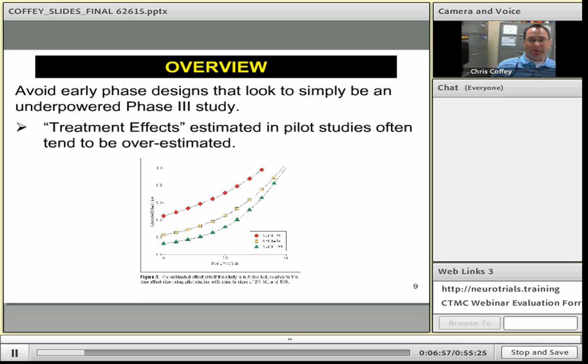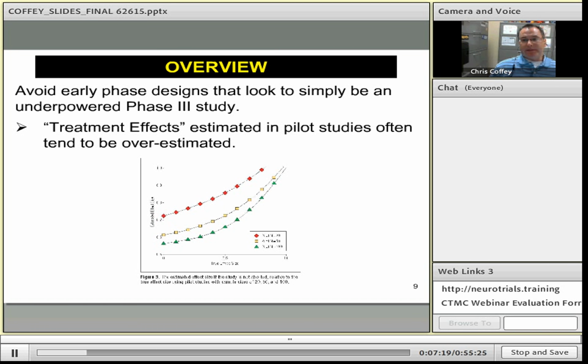So you want to avoid early phase designs that look just like an underpowered phase three study, because they're not really addressing that first point that I made in the discussion of the things that need to be accounted for. There's no rigorous question there. All you're really doing is collecting data. There's nothing you're going to gain from this trial. You've already made the decision that you're moving forward.